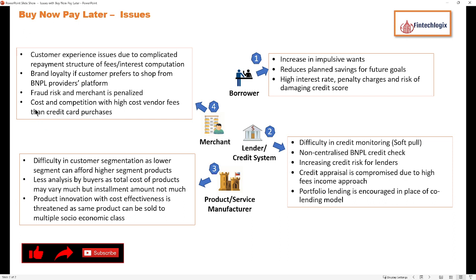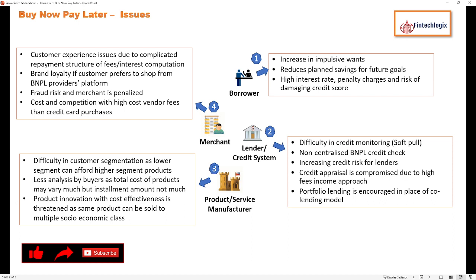Now, the fourth one is cost and competition. We all know that the cost for the merchant is in the range of 2 to 8%, which is much more than the credit card cost. To compensate for this, the retailer has to increase volume. That means they get into more competition, and overall cost and competition cause a big issue for merchants in managing their customer base. So if you look at buy now pay later, it definitely has multiple issues associated with it.